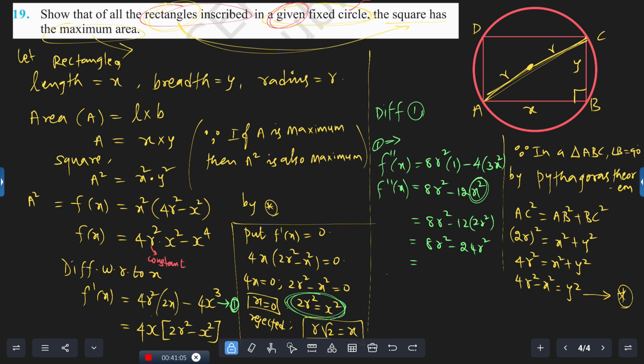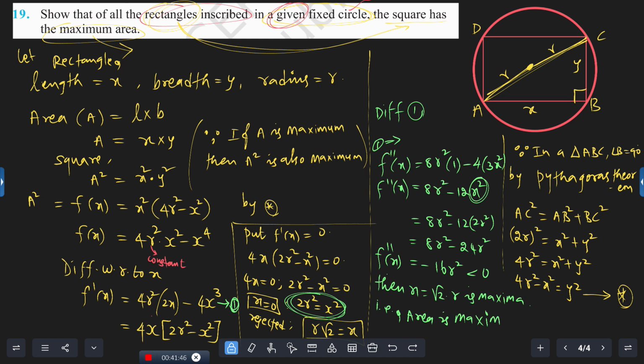When you subtract, what I am getting is minus 16 times r square, which is less than 0. F double derivative of x is less than 0, so what we can say is maxima. So x is equal to root 2 into r is maxima. If it is maxima, the meaning is that area is maximum. Okay, one question we have done successfully.